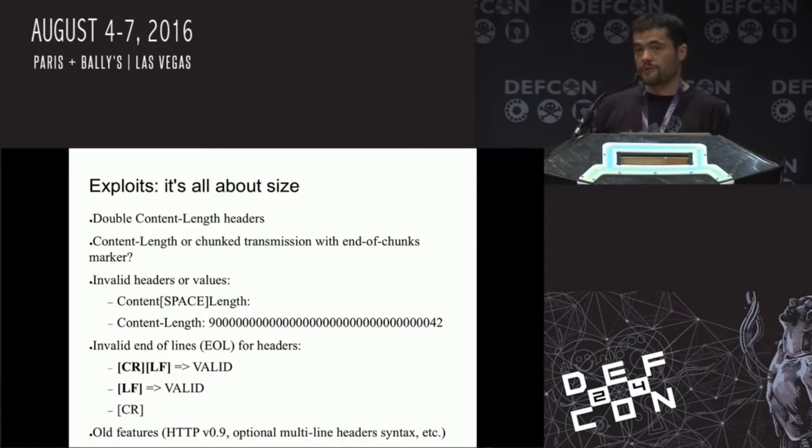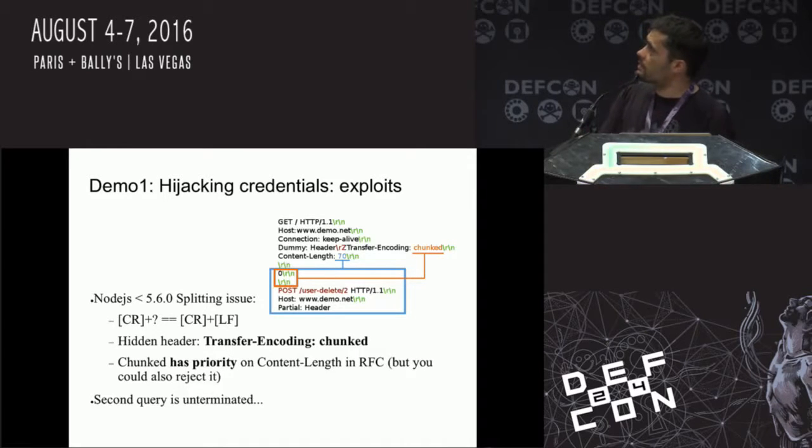You could also try to use very old features of HTTP, which are still there, like HTTP 0.9, like multi-line headers, which are in the RFC. So the first demo, at least you can read the thing. Here, this should make a credential hijacking exploit. So here you've got some real-world exploitation. This was working on Node before version 5.6. It's a splitting issue.